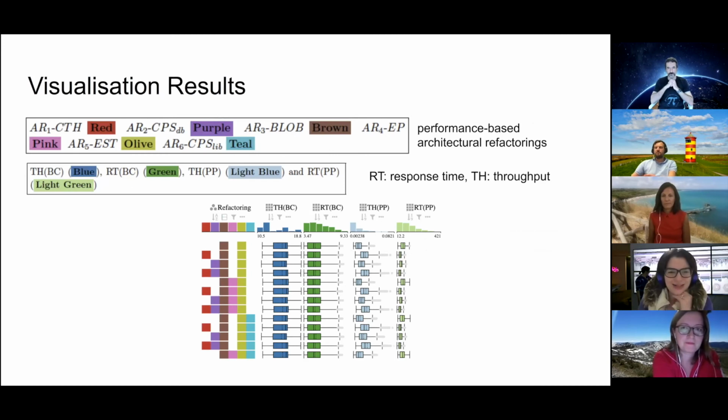So, hi everyone. The visualization has lots of different colors. The first are particularly important, the first 6. They show the different performance-based architectural refactorings: red, purple, brown, pink, olive, teal. They're down on the left-hand side on these squares underneath. And we also use 2 different blues and 2 different greens to represent these metrics for response time and throughput for the browse catalog and purchase product metrics. The results are shown in the distribution below.